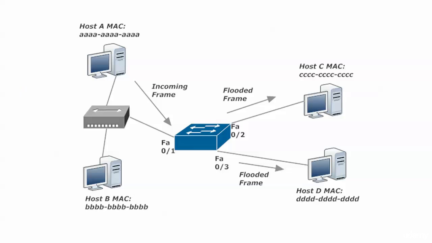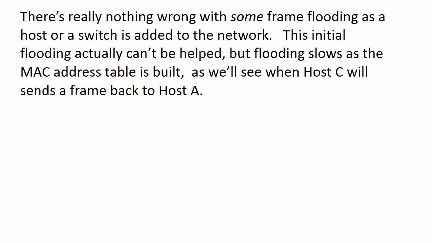One. So the thing is though, with this flooding, it sounds terrible. And if it continued, it would be terrible. But there's really nothing wrong with some frame flooding as a host or a switch is added to the network. Because the initial flooding can't actually be helped until the switch builds its MAC address table up. Then the flooding is going to continue. But if things go as they should, that flooding is going to slow very quickly as that MAC address table is built, as we'll see when host C sends a frame back to host A at the beginning of the very next video.